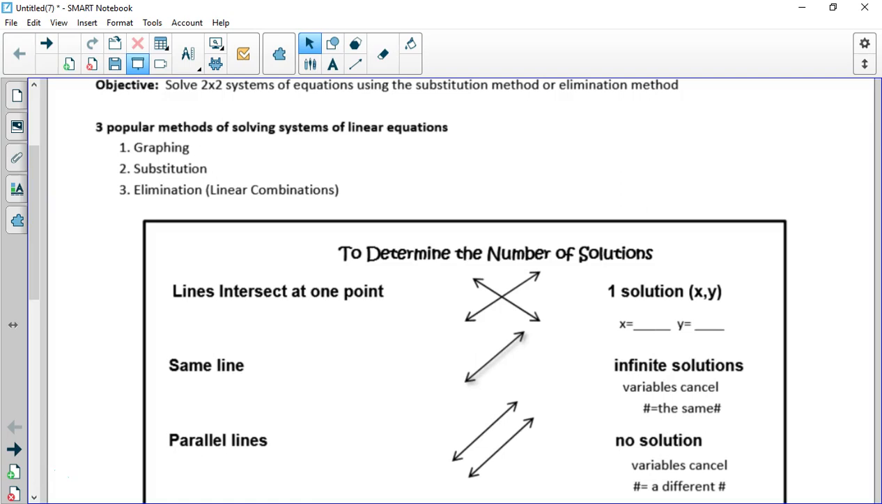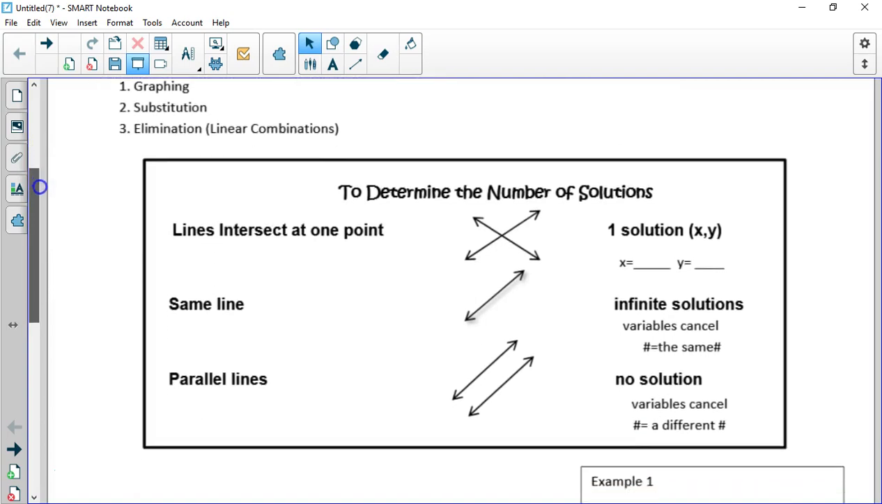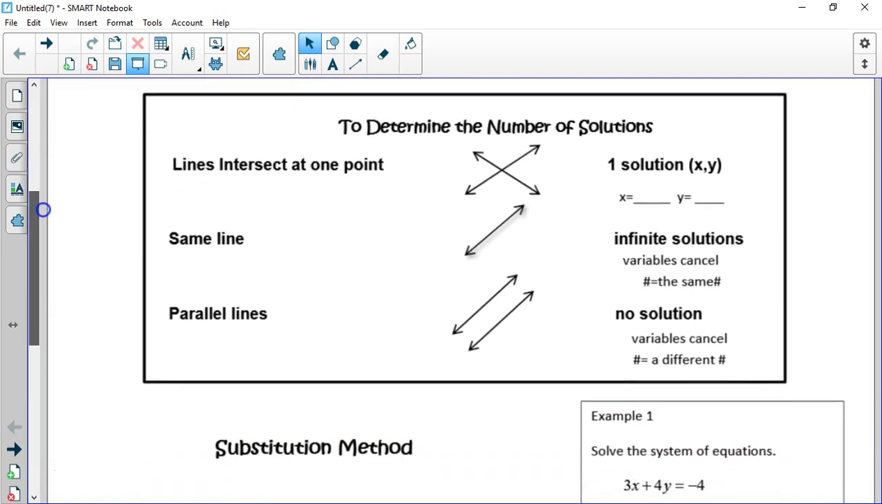But anytime you have a fractional y-intercept or something like that, or a slope that's not as nice, then you're going to have trouble getting accurate solutions from graphing. And then the last two are substitution and elimination, also known as linear combinations.